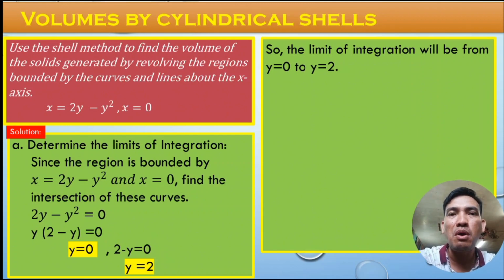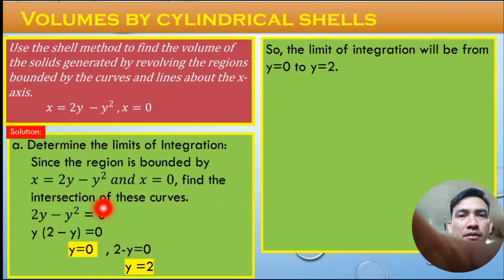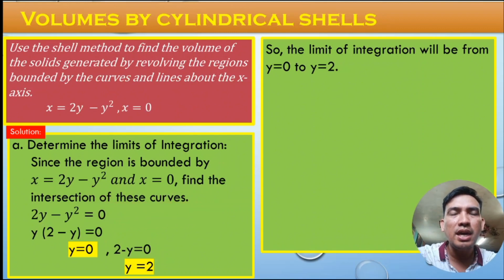So we have 2y minus y squared is equal to 0. So you have y times the quantity of 2 minus y is equal to 0. To solve for y, you have y is equal to 0, and the other one is 2 minus y equal to 0, so therefore y is equal to 2.